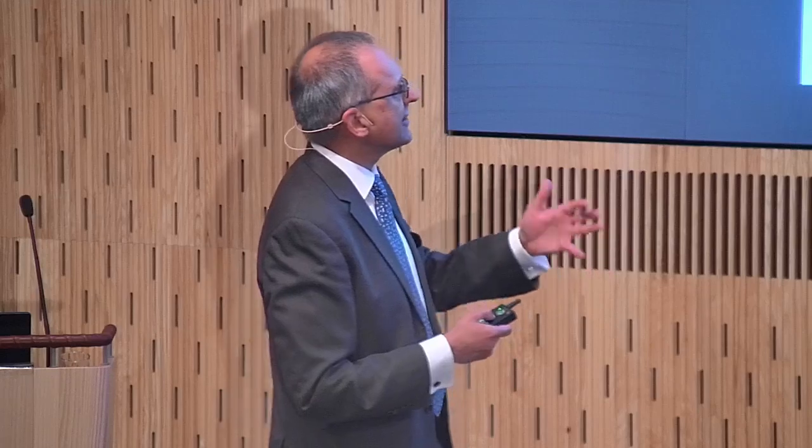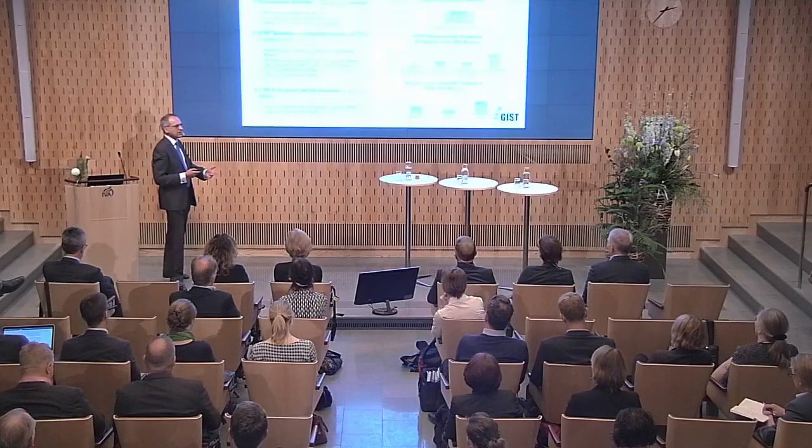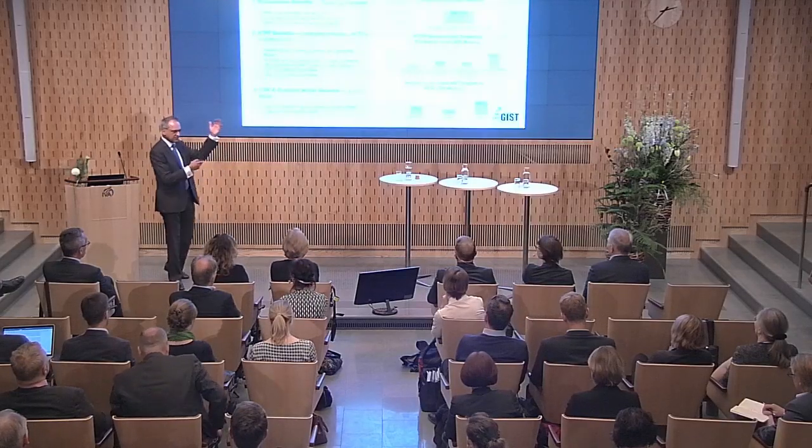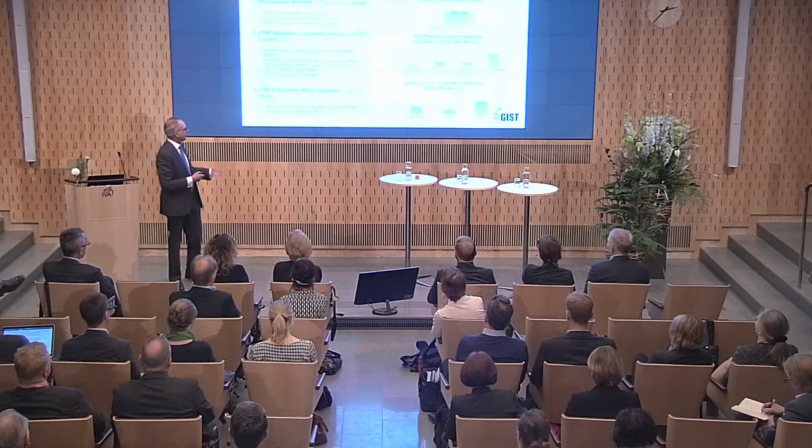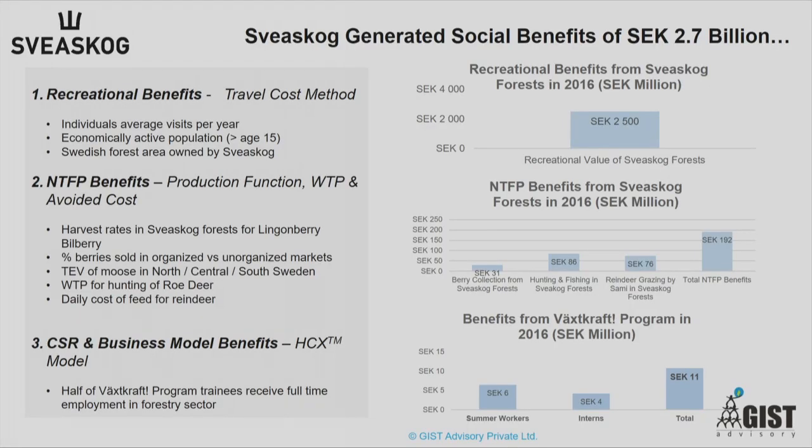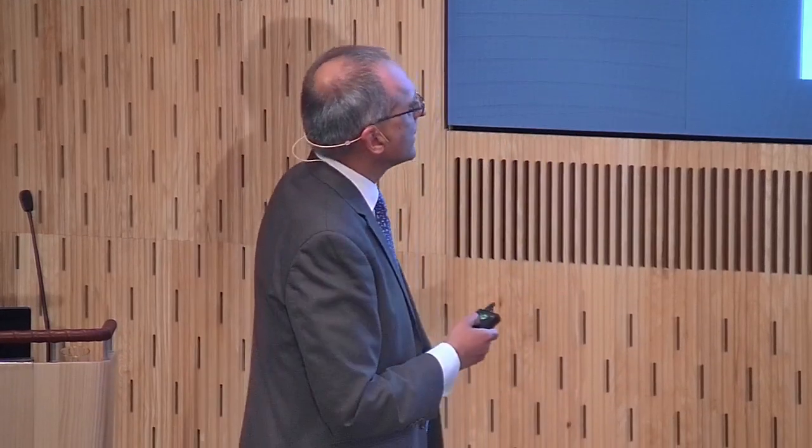So we basically take that, and then we look at the moose hunting that goes on, and we work out the value of moose in different parts of Sweden, north, middle, and south, and we multiply that, and then we look at the willingness to pay. There are studies on that, willingness to pay for hunting of roe deer. And we look at also the value that Sami people would derive for their reindeer, effectively in providing grazing rights, ability to graze their reindeer in the forest. So all of these are elements of value that society gets. These are known as non-timber forest products because in one way or the other, they are not wood.